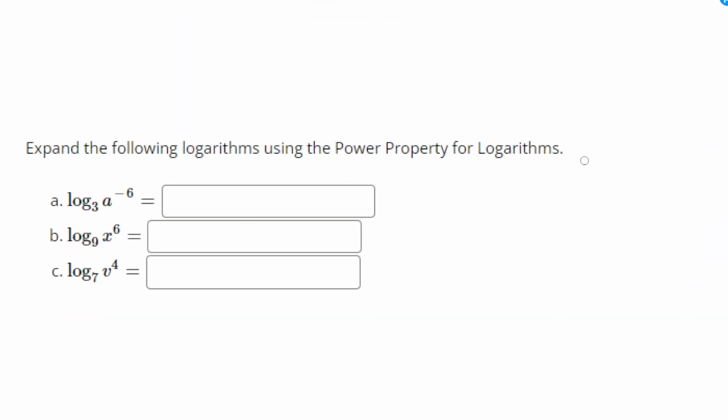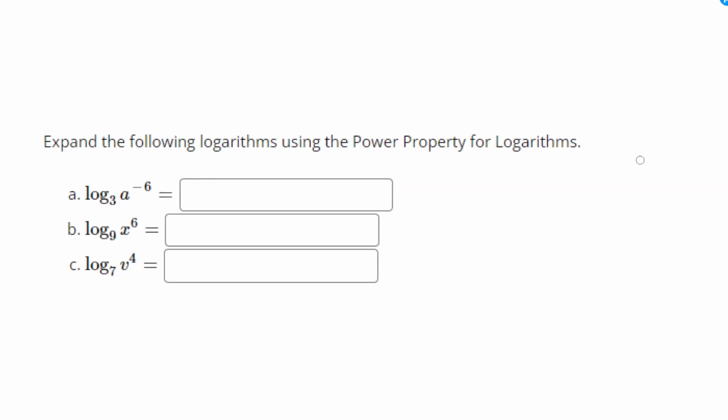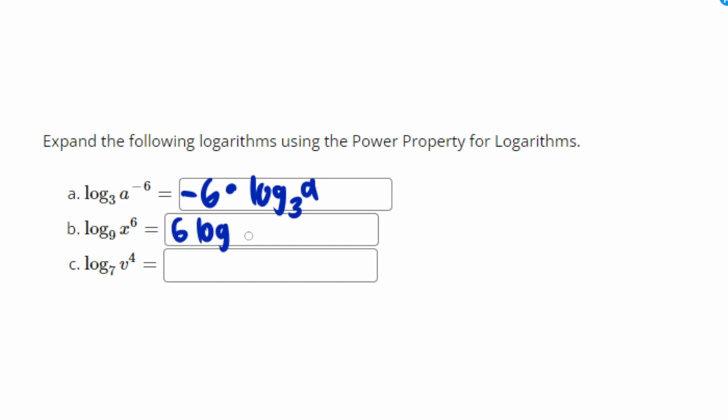Expand the following logarithms using the power property for logarithms. This one will have negative 6 times log base 3 of a, 6 times log base 9 of x, 4 times log base 7 of v.